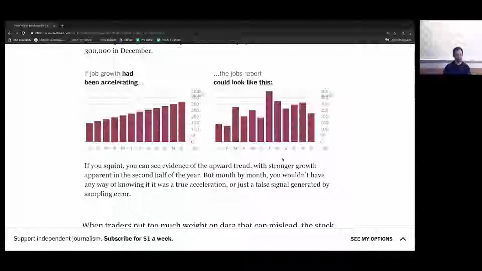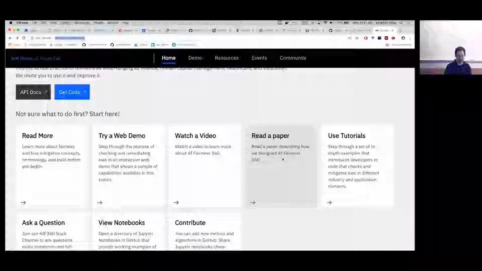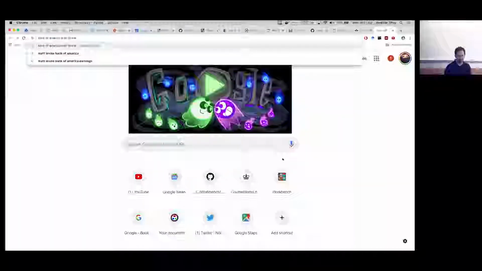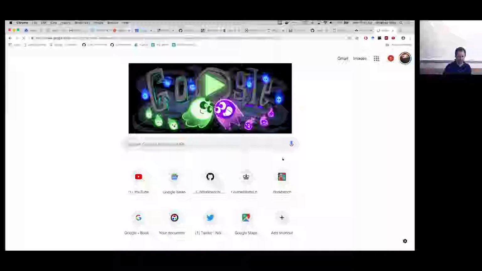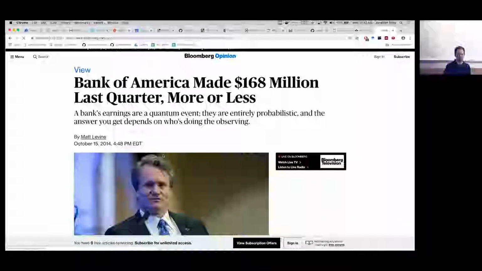Which reminds me of one of my very favorite pieces of financial journalism. Bank of America, Matt Levine. Let's see if I can find it. Yeah. Bank of America made 168 million last quarter, more or less. So this is Matt Levine at Bloomberg, who's a fantastic financial journalist.